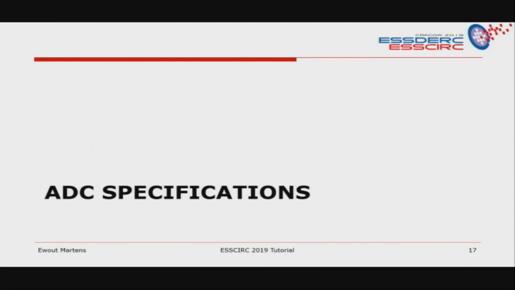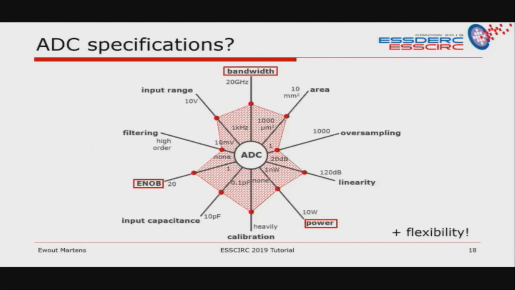Let's now translate this to ADC specifications. If we talk about ADC specifications, the main thing that people focus on is bandwidth, the number of bits and the power, but there is much more than only these three things. For example, the area is an important thing, not only for the cost, but also if you want to integrate multiple ADCs on a single chip. The total sampling rate, so you have a certain bandwidth, but then you have a certain lower sampling rate to achieve that. The linearity, the calibration that you need.